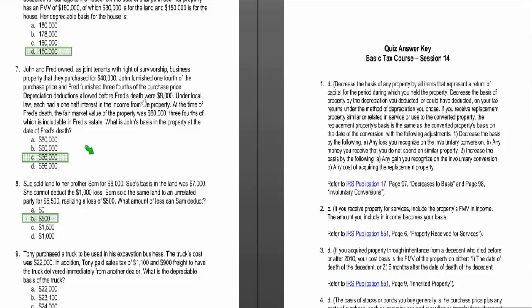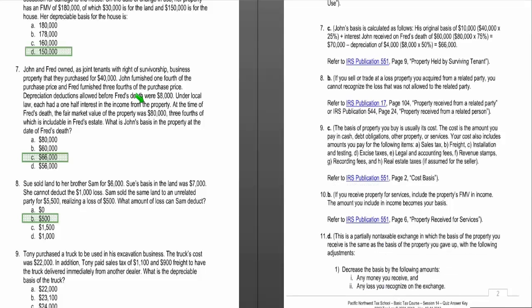So we begin by looking at what was the fair market value of the property on the date of death, and you would take 75% of $80,000. And you can see here, if we look at the answer key, question number 7, it says, John's basis is calculated as follows. His original basis is $10,000, which is 25% of $40,000. We're then going to look at the amount that he inherits from Fred on Fred's death. And since the entire value of the property on the date Fred died is $80,000, we're going to multiply $80,000 by the 75% interest that was owned by Fred. And that's going to give us the portion of the property that is Fred's basis.